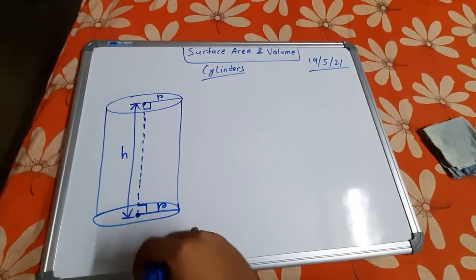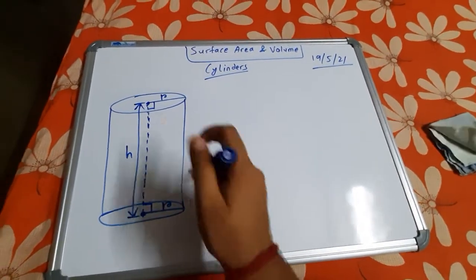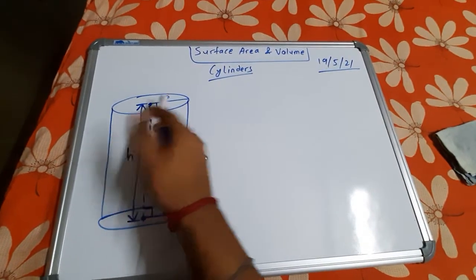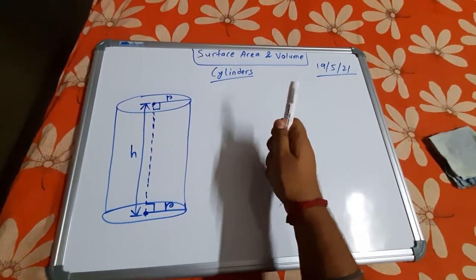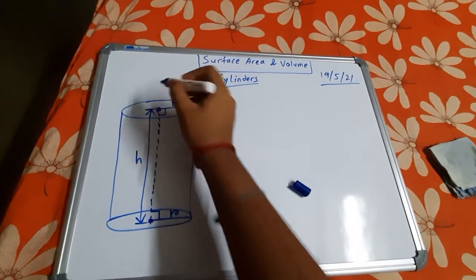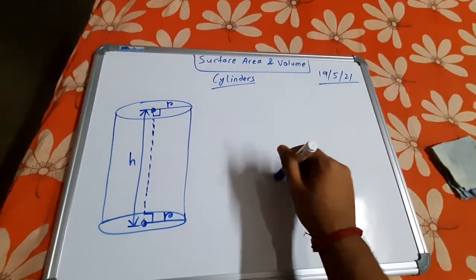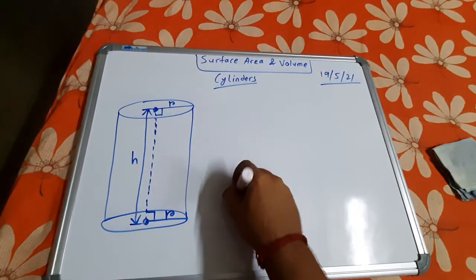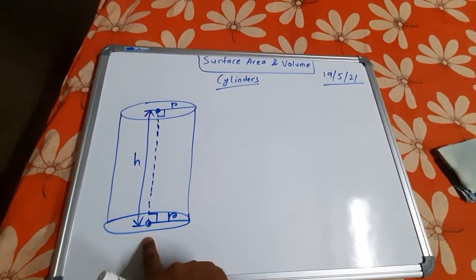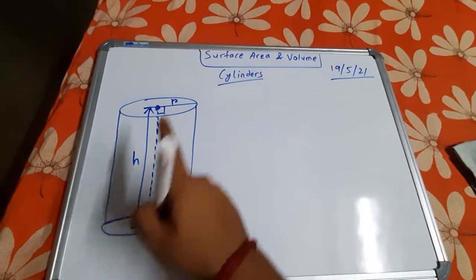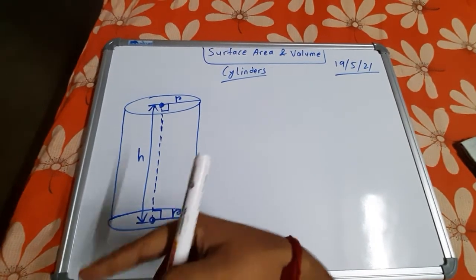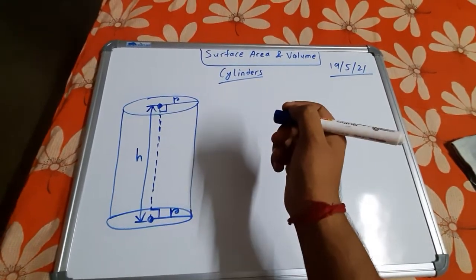Now we all know that a circle has its radius. I have represented it with this dot, which is the center of the circle. From the dot, if we draw a line to the circumference, that is called the radius. The same goes for the bottom circle. This circle and this circle are two equal circles, also called congruent circles.